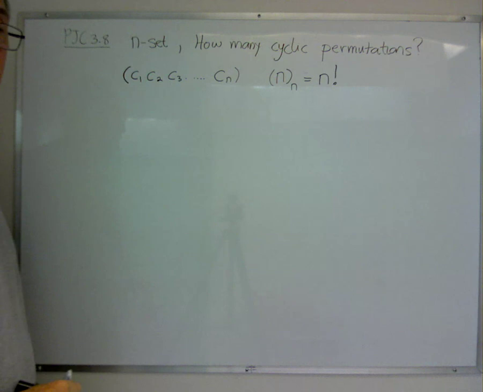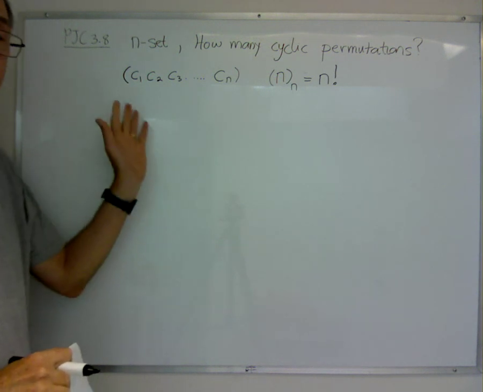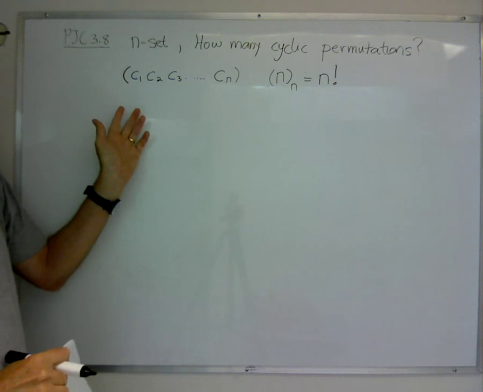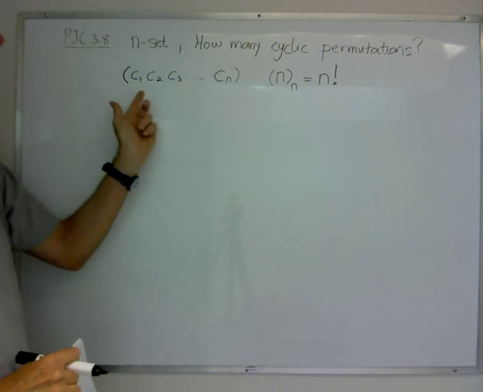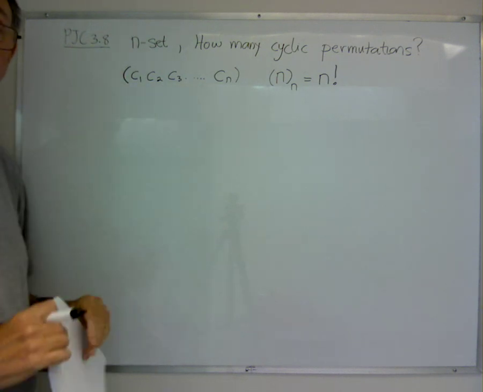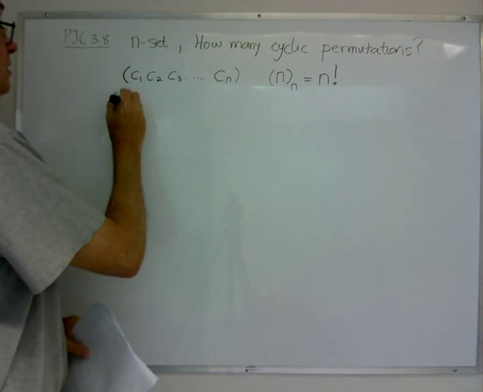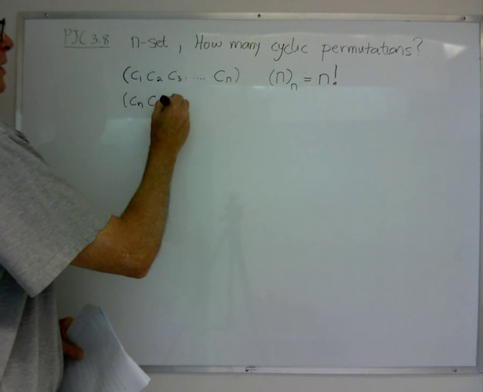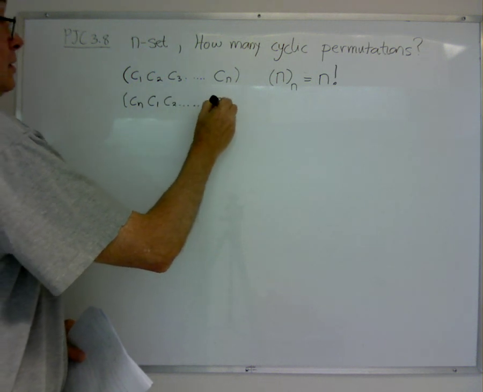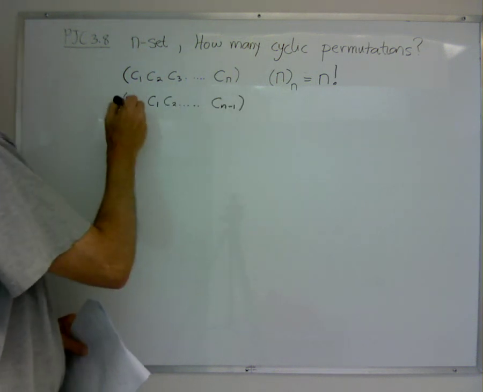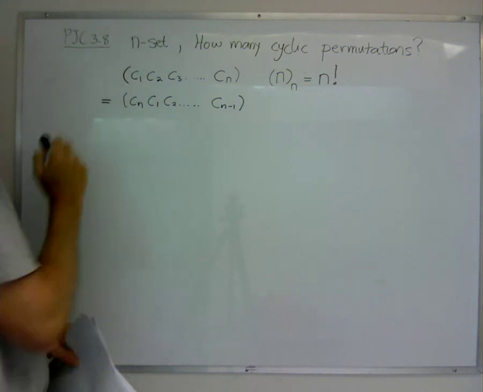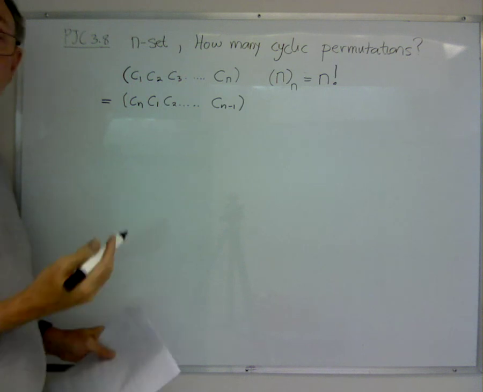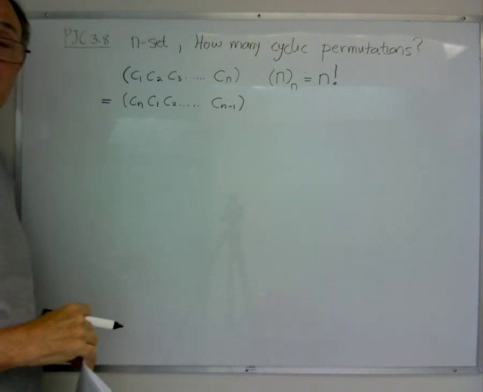The next thing you have to take care of is that you've overcounted them, because some of these you write down are equivalent. They're the same cyclic permutation. So for example, if I have that one, this one is the same as that one, right? All I've done is I've taken Cn and I've put it in front, but it's still the same cyclic permutation.